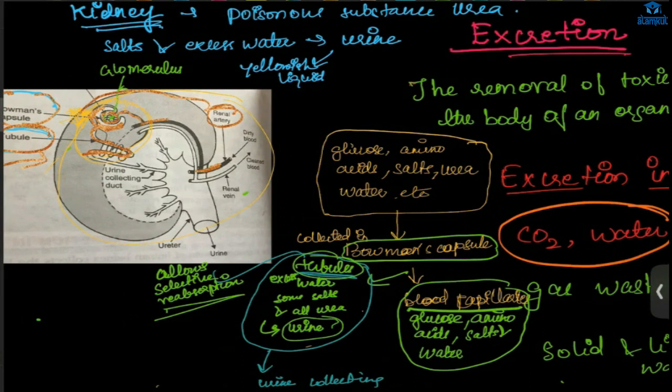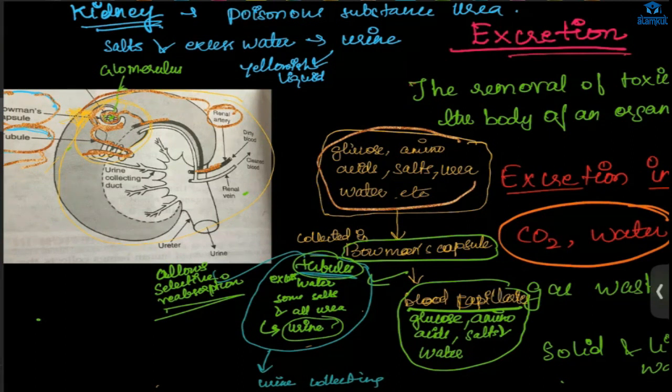While passing through the glomerulus, what will happen? Ma'am, it will get filtered. Glucose, carbohydrate, it will be filtered, and it will get collected in the Bowman's capsule. These things will be filtered in the glomerulus, and then collected in the Bowman's capsule.